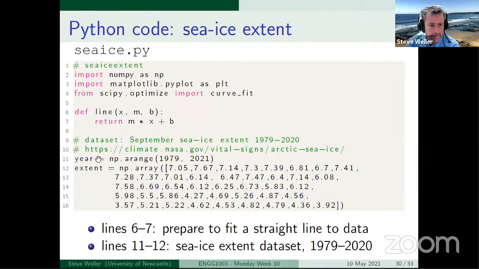And in line 11, I'm using the arange function, which has come up through the course of this ENGG1003 in some of the lab activities. The call to arange here generates, in this case, evenly spaced numbers between 1979 and 2020. So here we've got our straight line fit, or we're preparing to do a straight line fit. And here we've got our data set.